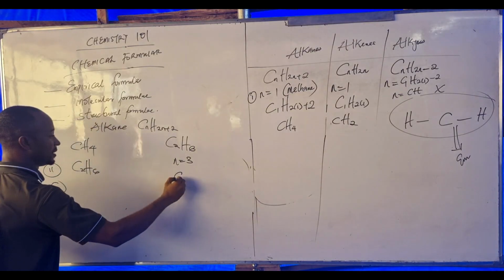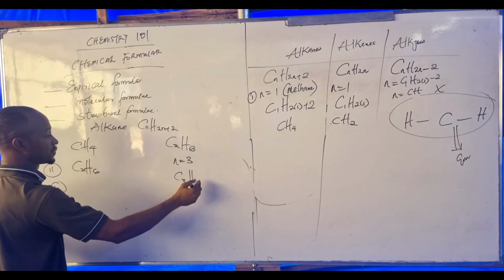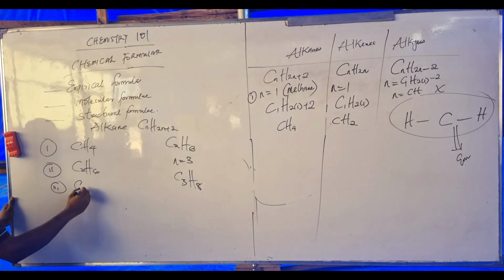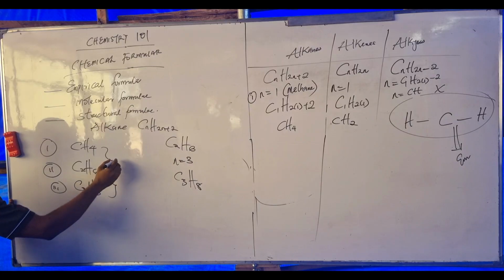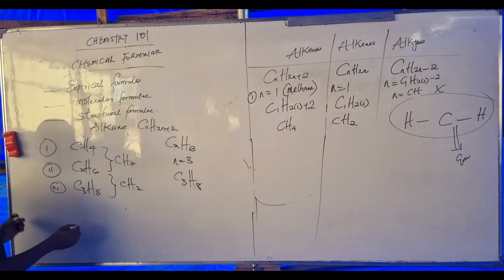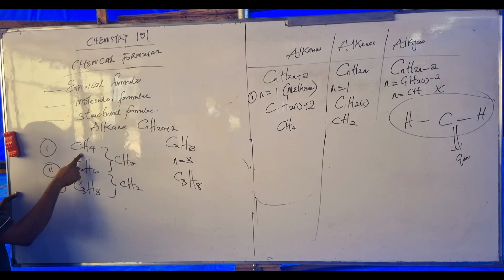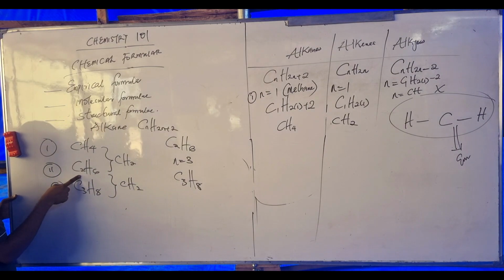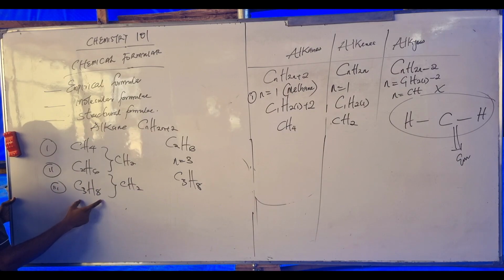What will it be? C3, right? What is 3 times 2? 6, plus 2 is 8. That will give us C3H8. When you take the difference between these two, what do you have? CH2. Do you know why? When you add CH2 to CH4, what do you form? C2H6. When you add CH2 to C2H6, what do you have?